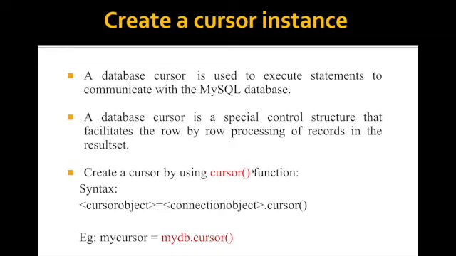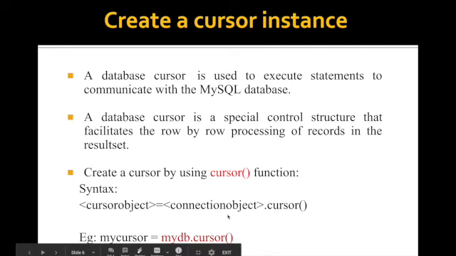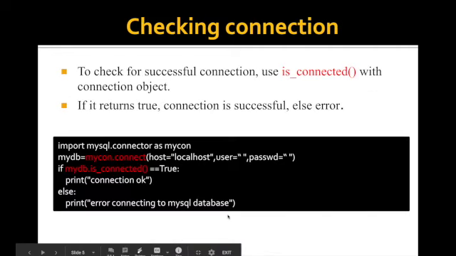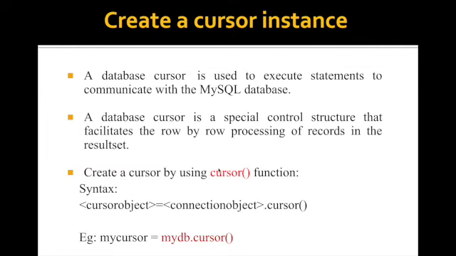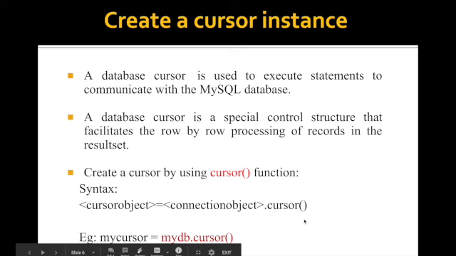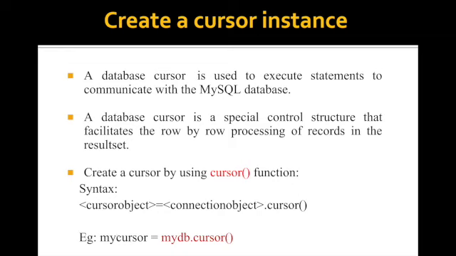For creating a cursor, we are using the function cursor. So here the syntax is: cursor object, you have to write any valid identifier, equal to connection object dot cursor. In the previous case, what is the connection object? MyDB. So MyDB dot cursor. This way we are creating the cursor object. Here the name of the cursor object is mycursor. Only after creating the cursor object can we communicate with MySQL through SQL queries.